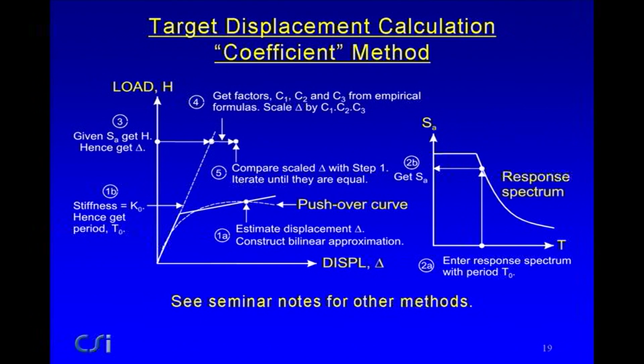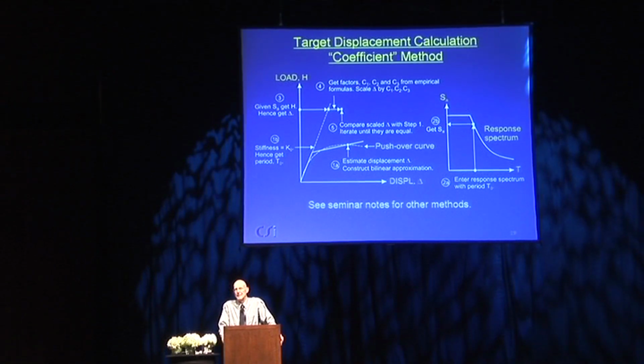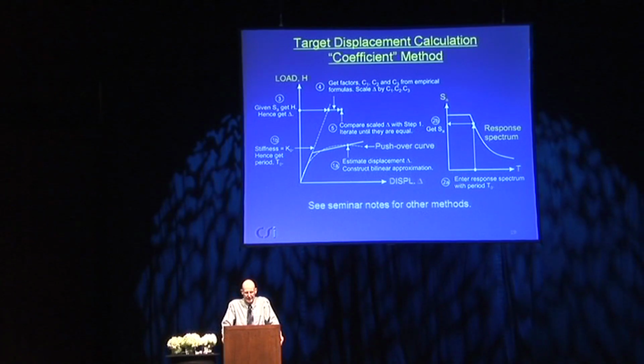Now that's one method, and there are a couple of variations on the coefficient method with different ways to calculate C1, C2, and C3. There is also what is known as the FEMA 440 linearization method, which is a new method. And then there's an older method, which is the capacity spectrum method, which has a number of variations. So there are several different methods of estimating the target displacement from a pushover curve. And I'm not going to do any more of them here, but in the notes there is a copy of a paper that explains in some detail the steps for each of the different methods.